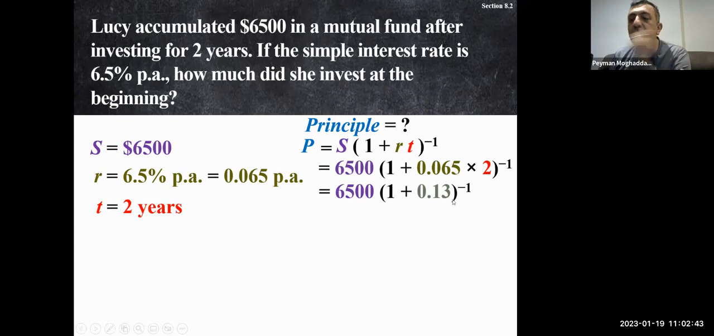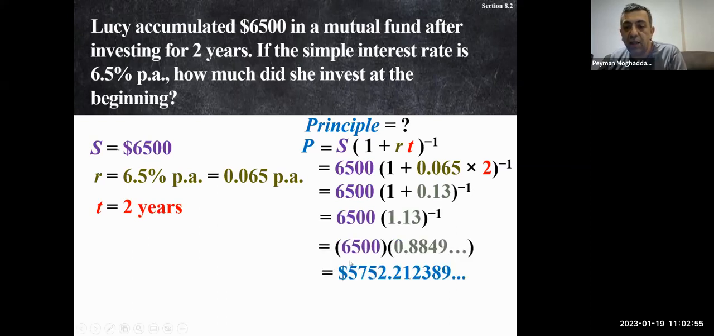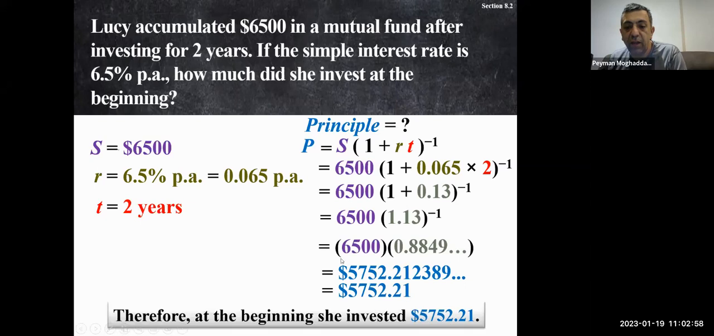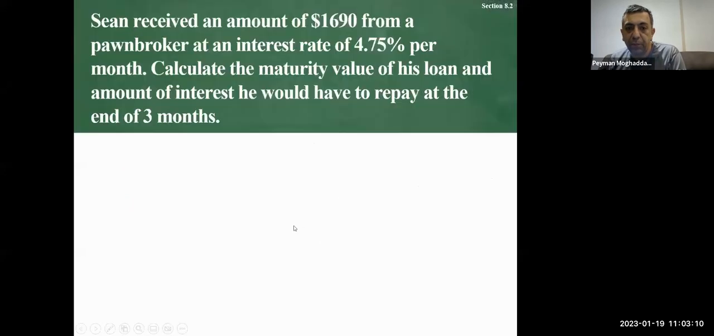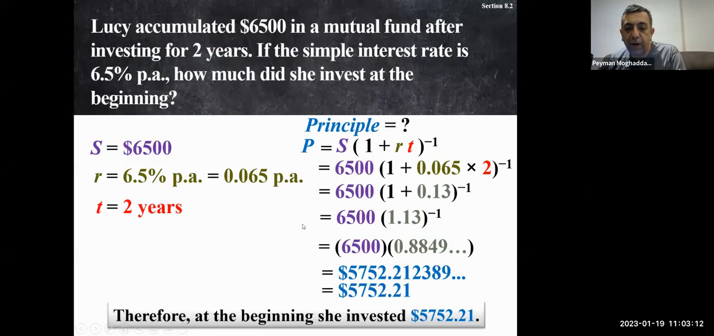You know how to use the calculator, right? So it's going to be 1.13 power minus 1. In the calculator you have 1 over x, 1 over x squared, right? So you can use that. I hope you guys are familiar with how to calculate this with the calculator. So if you have questions, let me know. Okay. Any question until now?